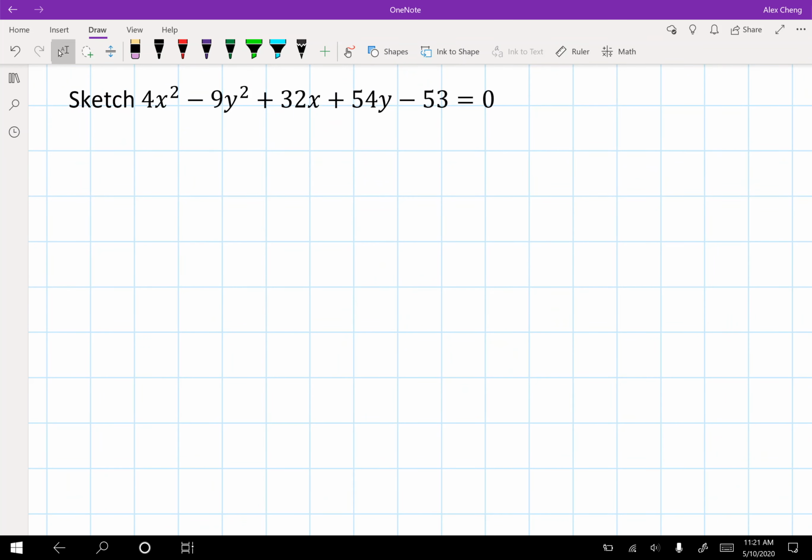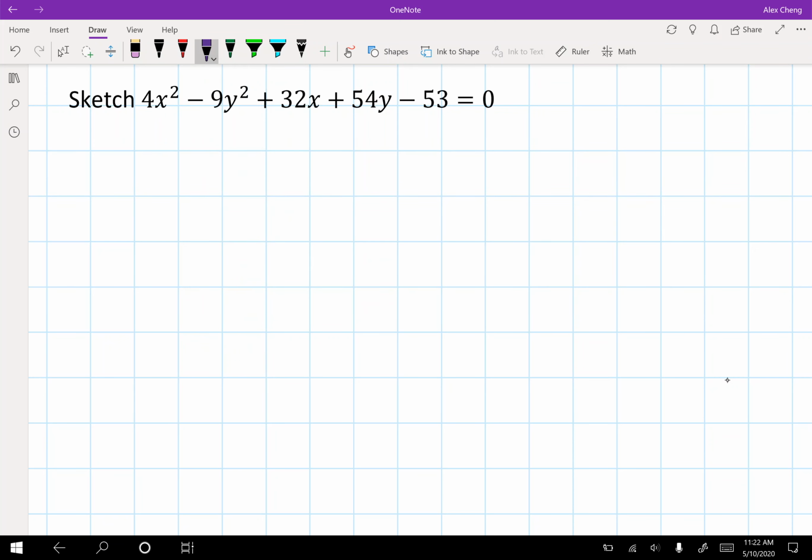Okie dokie. So here's a hyperbola that we want to sketch. Now, first off, how do I know it's a hyperbola? The way that you can figure that out is if we look at the x squared and the y squared terms. Since the x squared is positive 4 and our y squared term is negative 9, we know that this thing is going to be a hyperbola. If they were the same, then we know it would actually be an ellipse.